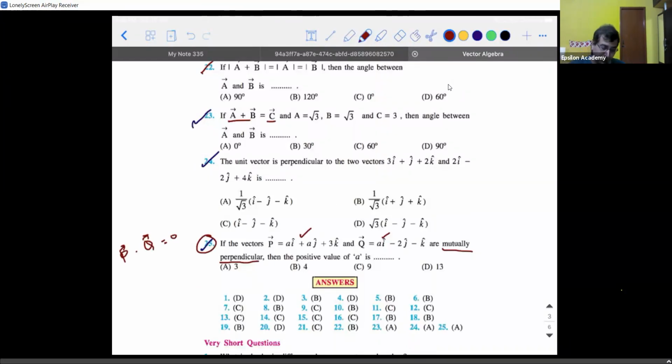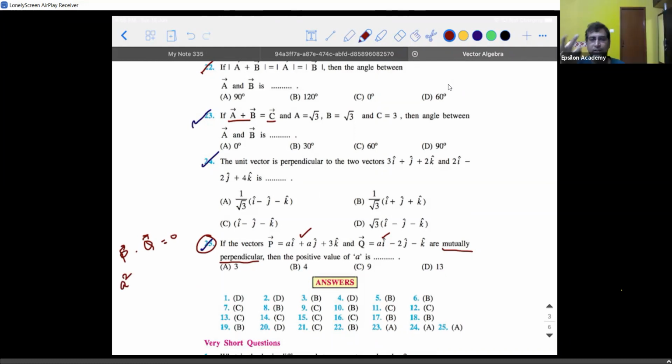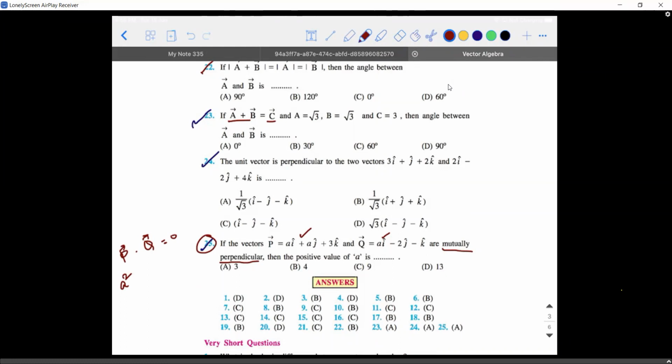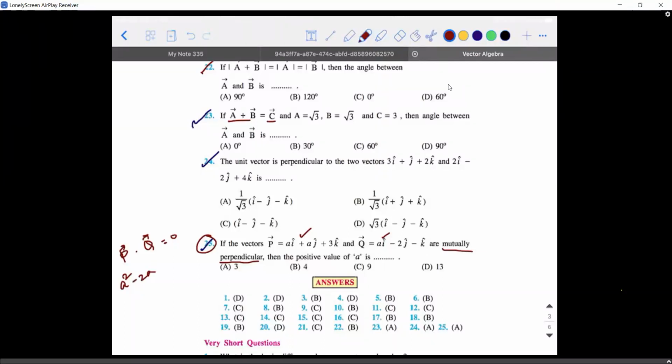So what is the answer going to be? A square. When you do the dot product, there is no i cap. It becomes 1. So A square minus 2a minus 3 is equal to 0.